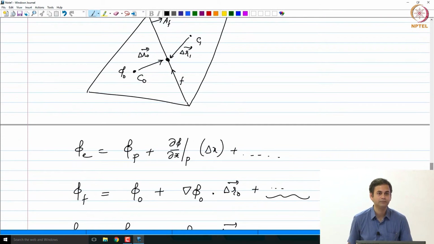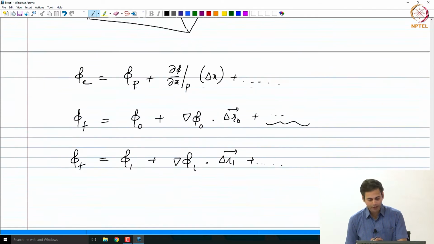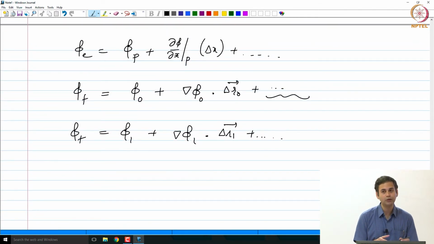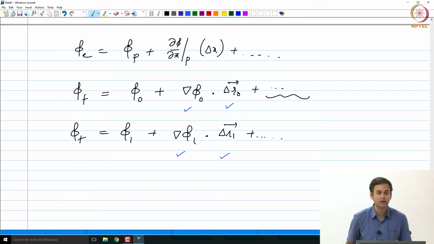Is that correct? Okay, I have chosen delta r0, delta r1 bars to always point to the face centroid from the cell centroids. So, we do not have any confusion. Now, I have just computed what is grad phi at each and every cell, right. Grad phi 0 is calculated, grad phi 1 is calculated, these are known, and these vectors are also known from the mesh that we have created. Do we know the guess values for phi 0, phi 1? We know these things, right.